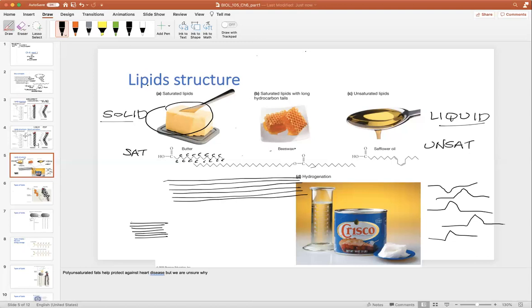So two things matter in terms of whether a lipid is a solid or a liquid and how solid it is. The first thing that matters is saturated versus unsaturated bonds. And the second thing that matters is how long the lipids are.